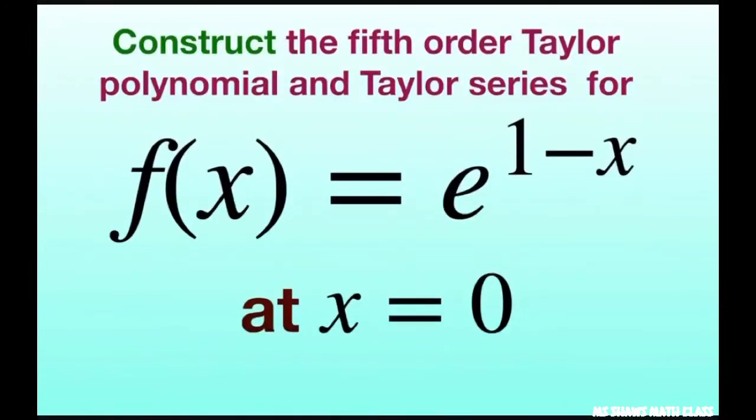Hey everyone, we're going to construct the fifth order Taylor polynomial and Taylor series for f of x equals e to the power of 1 minus x at x equals 0. Alright, so let's go ahead and get started. We need the fifth order, so that means we're going to take 5 derivatives.